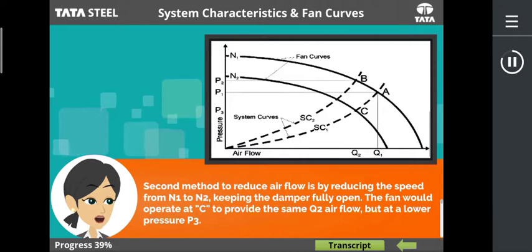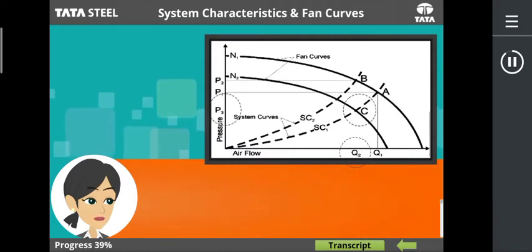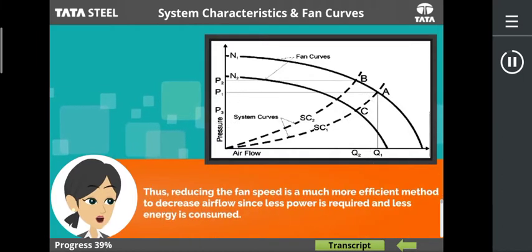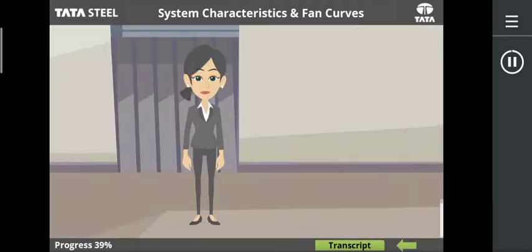Second method to reduce airflow is by reducing the speed from N1 to N2, keeping the damper fully open. The fan would operate at C to provide the same Q2 airflow but at a lower pressure, P3. Thus, reducing the fan speed is a much more efficient method to decrease airflow since less power is required and less energy is consumed.